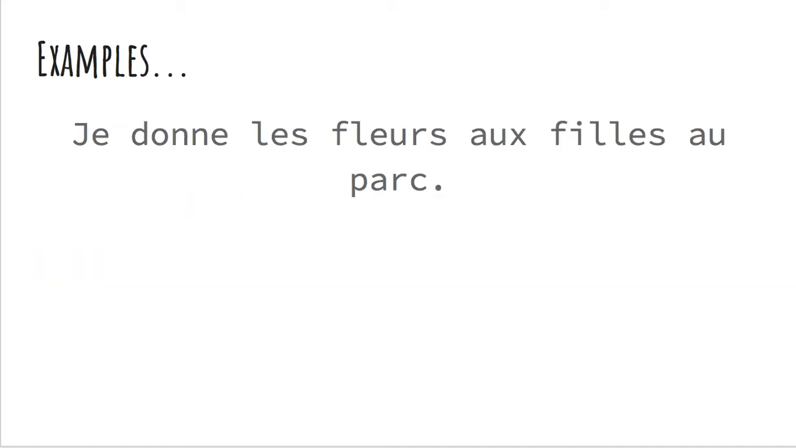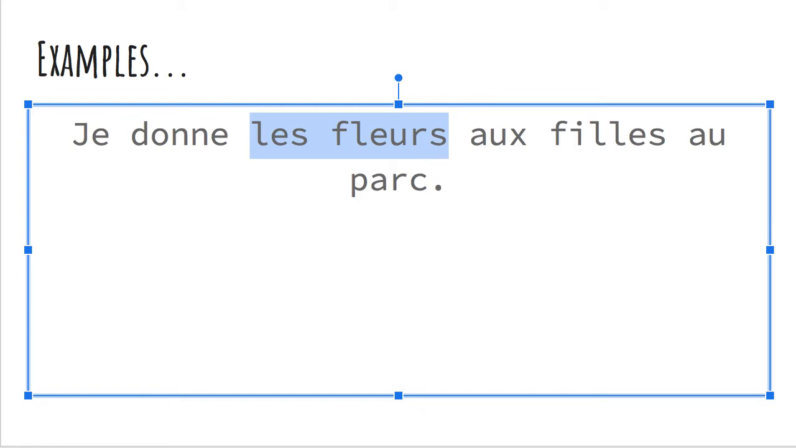So examples, here's what we're going to do. We're going to look at the sentence and ask, do I have a me? Do I have a te? Do I have a nous, or do I have a vous? If you have any of those things, you would want to underline it. In this example, I don't have any of those. Do I have a le, a la, or a les? I do. So I would want to underline this, okay?